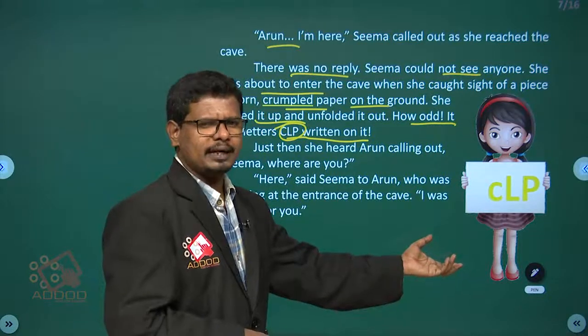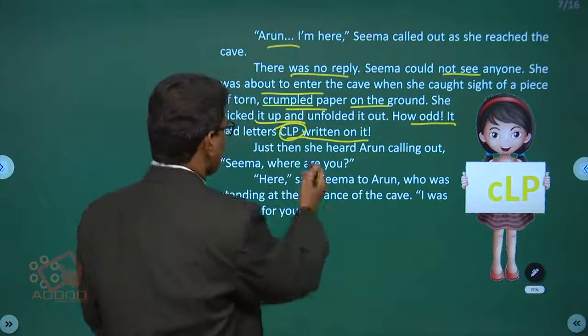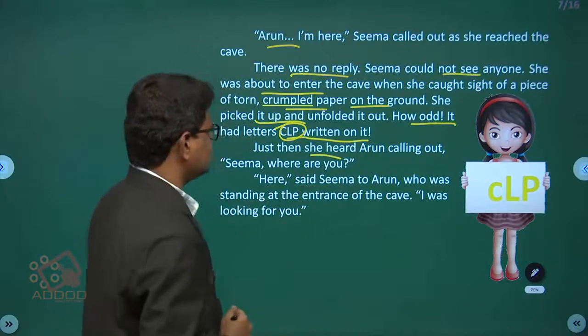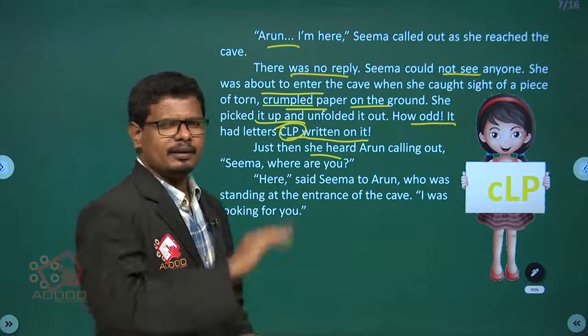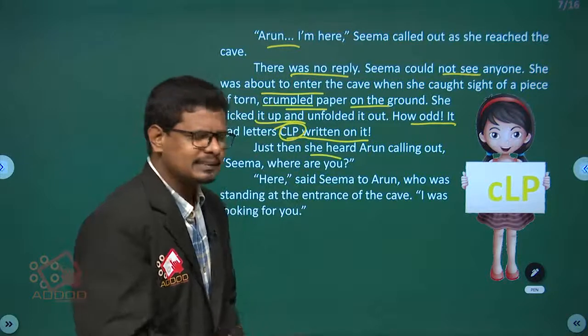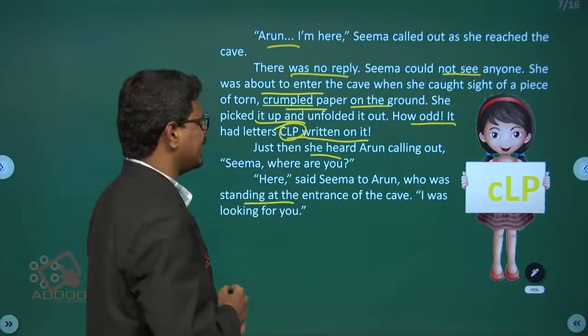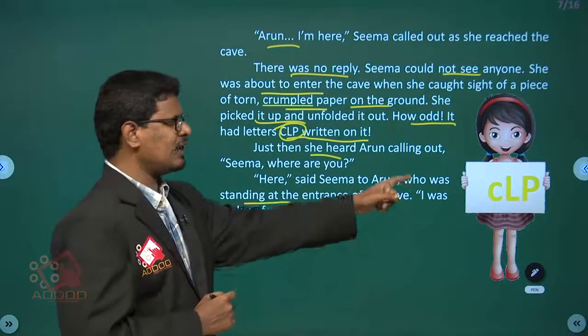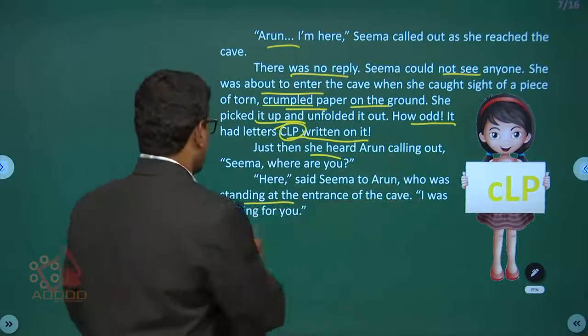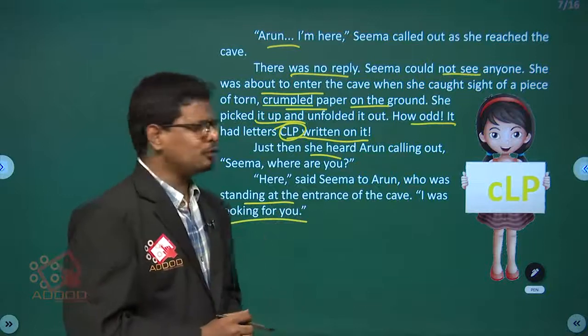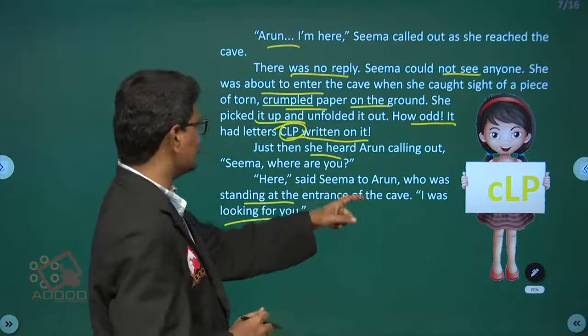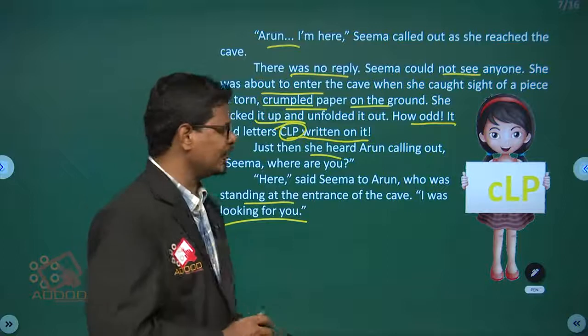She was standing there. "Here," said Seema to Arun. She lifted up her hand and said, "I am here, you may come here." Seema was standing at the entrance of the cave, and she said, "I was looking for you."